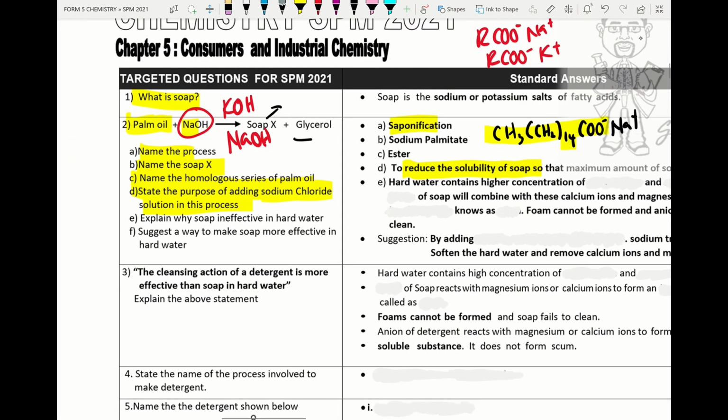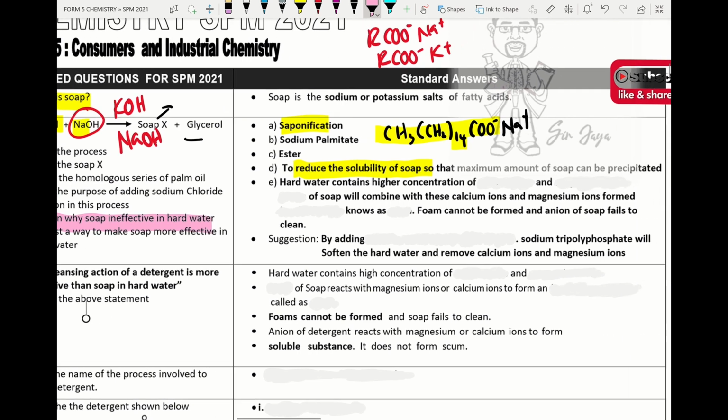All right, check question E. Explain why soap is ineffective in hot water. This is because hot water contains a high percentage of calcium ions and magnesium ions. You must mention that the anion of soap will combine with calcium ion and magnesium ion and form insoluble salt known as scum. We can put combine or we can put react. And foam cannot be formed, thus the anion of soap fails to clean.